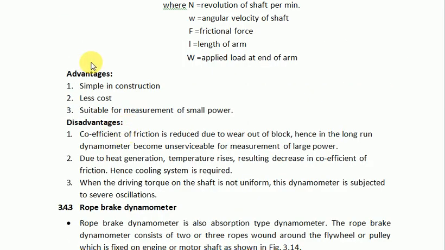Now we'll also discuss the advantages and disadvantages of the Prony brake dynamometer. If we see the advantages, they are simple in construction, less cost, and suitable for the measurement of all small powers. This is applicable for all small powers.